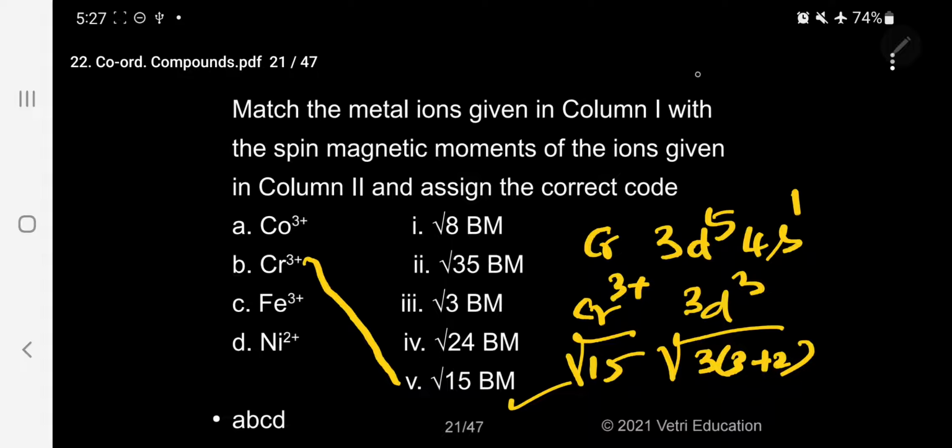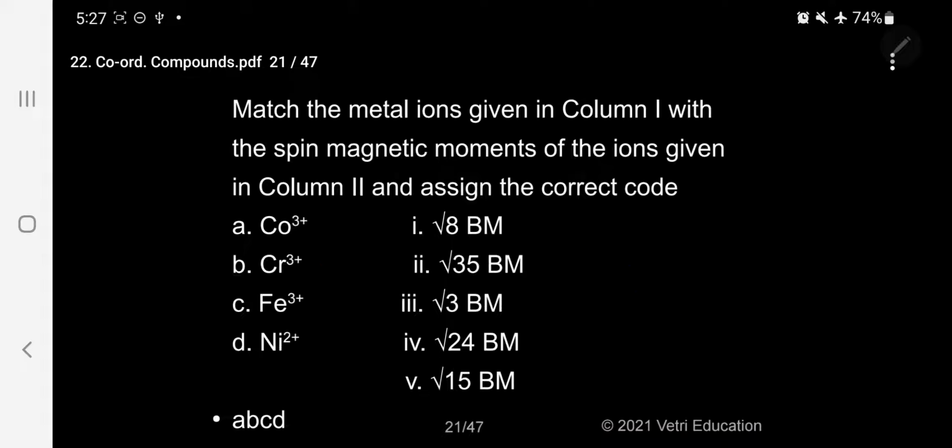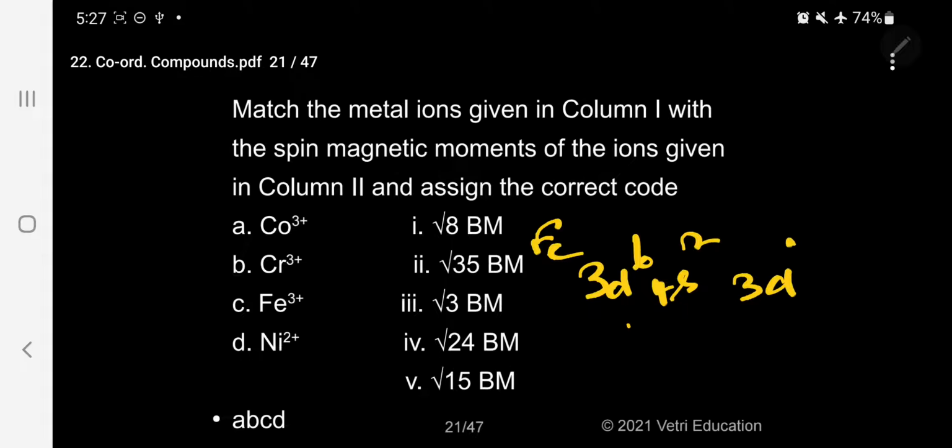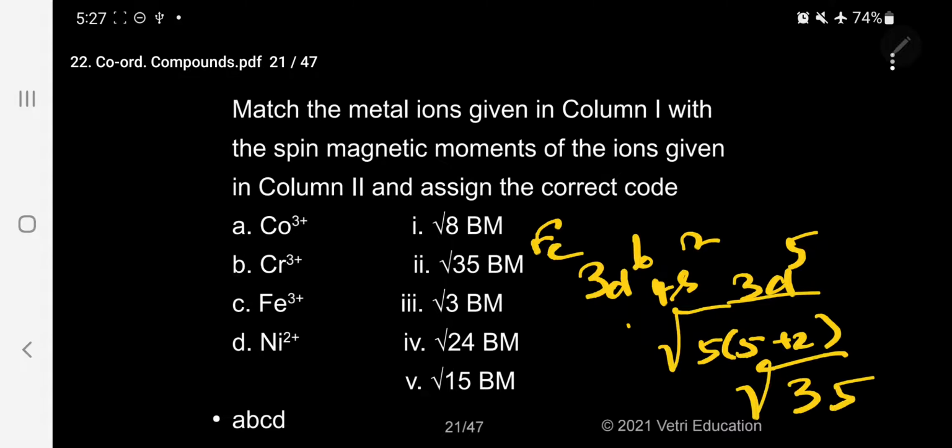Third case, iron 3 plus. We know the electronic configuration of original iron is 3d6 4s2. So what is the oxidation state? Fe3 plus means 3 electrons are removed. There are 5 electrons, so 3d5. 3d5 means again root of 5 into 5 plus 2. So 7. 5 into 7, 35. It is root 35. Where is it? So this is root 35.